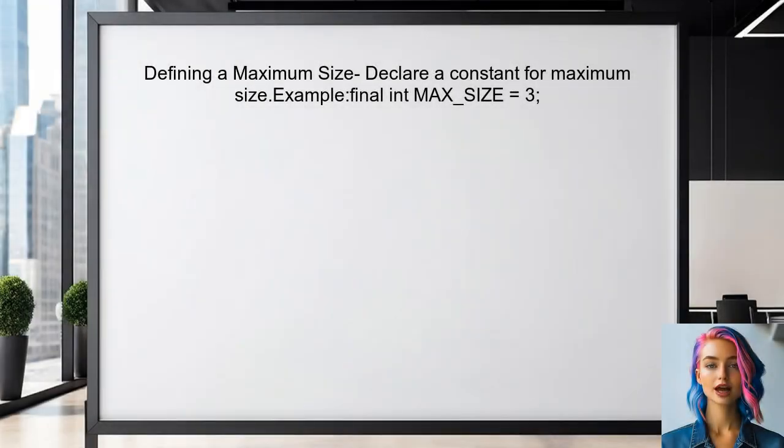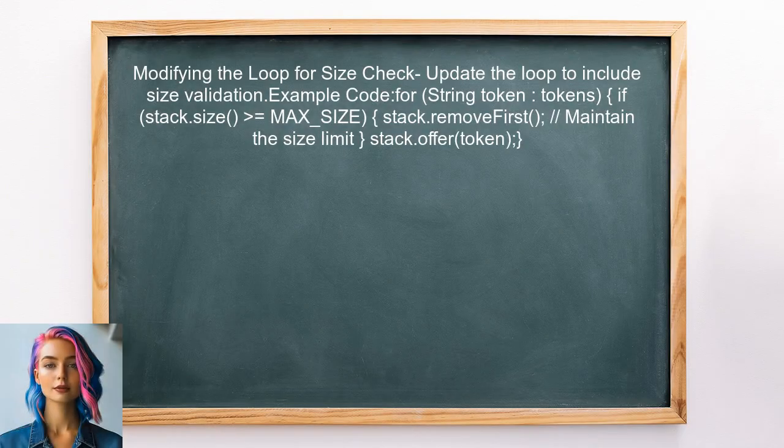Next, the user should define a maximum size for the Deque. For example, if the user wants a maximum size of 3, they can declare a constant at the beginning of their method. Finally, the user can modify their loop to include the size check. This way, when they attempt to add a new element, the code will ensure that the Deque does not exceed the defined limit.